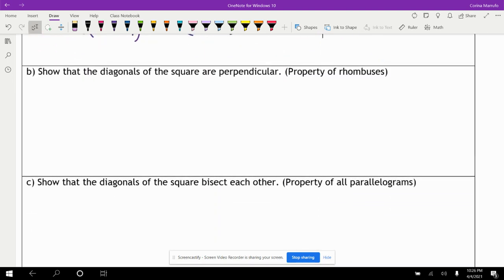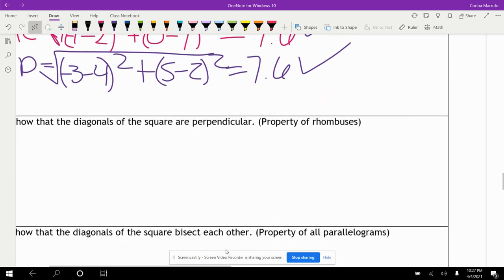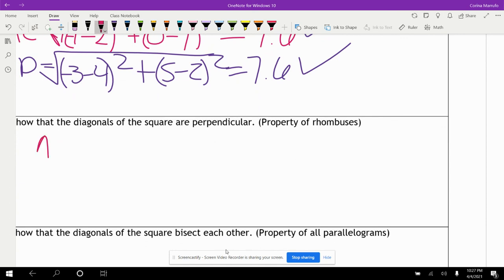The next one says show the diagonals of the square are perpendicular. So if they are perpendicular, then that means they intersect to make a right angle. So that means right here we would have a right angle. So the way that we tell is by looking at the slope. So we're going to go ahead and count the slope from A to C. So the rise over the run. So 1, 2, 3, 4, 5, 6, 7. And the run is 1, 2, 3. So 7 over 3 from A to C. Our slope is 7 over 3.